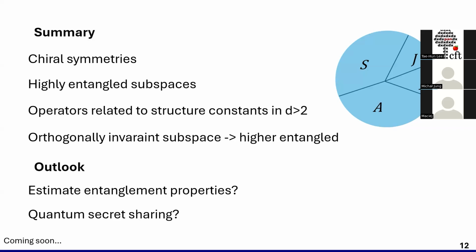And as an outlook, we are currently looking at what these subspaces are useful for. For one thing, we can use them to estimate further entanglement measures and entanglement properties. But also, since they have this high geometric measure of entanglement, they are probably useful for quantum secret sharing, since they are highly entangled, they are hard to distinguish locally.